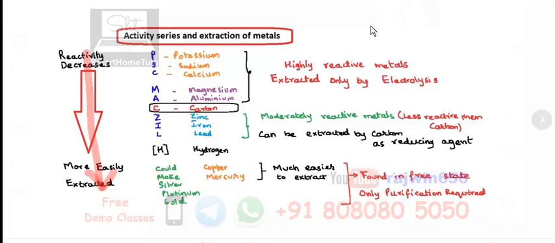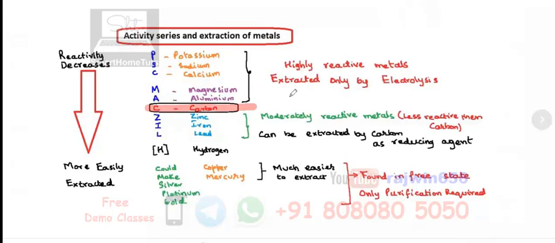Now those metals which are highly reactive, that is these all metals, they will be extracted only by the process of electrolysis. There is no other method by which extraction of all of these metals can be done. Then here we have carbon, which is acting as a reducing agent.